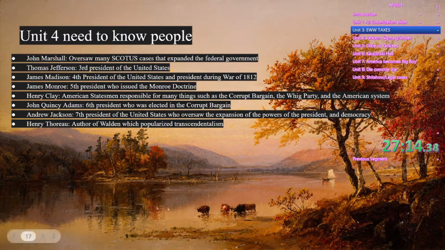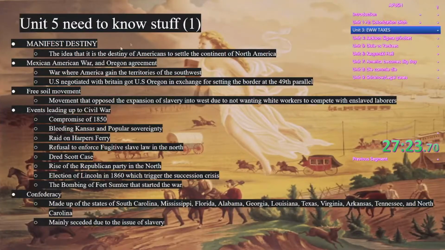For the unit you need to know people, pretty much know John Marshall, pretty much know all of these people because they're very important. Unit need-to-know stuff.